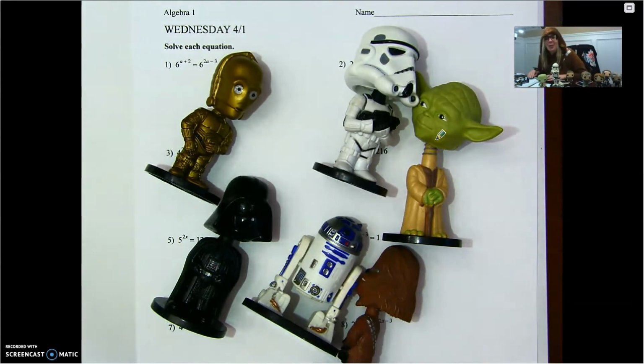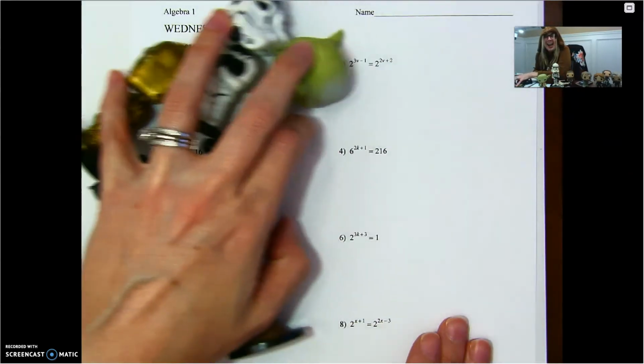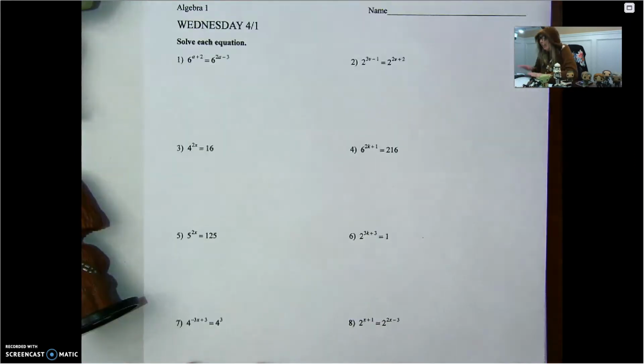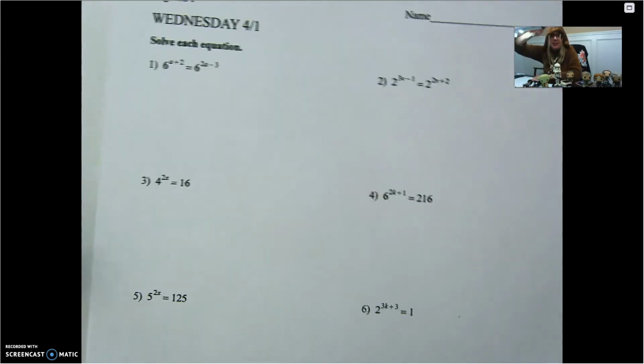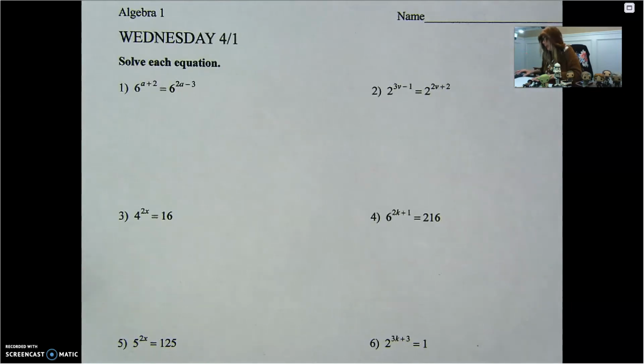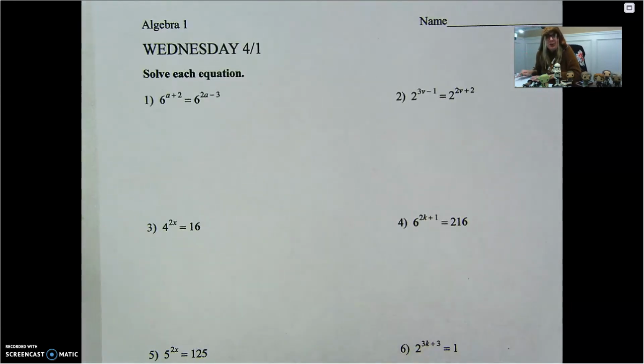Oh, how did those toys get there? I'm a nerd. All right. If you want to know what to get me for my birthday, there you go. I love collecting little Star Wars knickknacks.